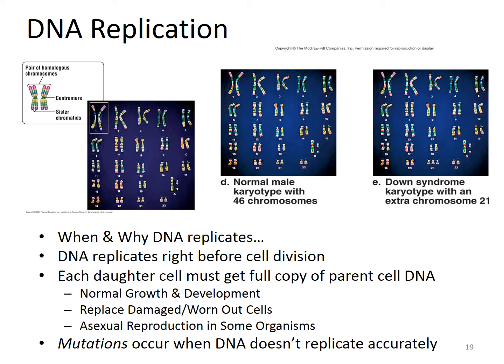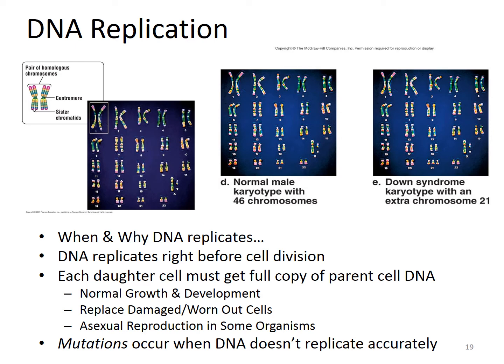Some organisms will replicate DNA for a type of reproduction, asexual reproduction, in some organisms such as prokaryotic cells, bacteria, and protozoans. Some of these organisms that do asexual reproduction obviously would need to go through DNA replication.